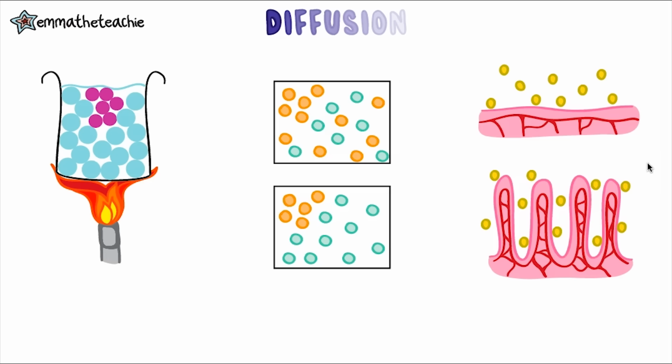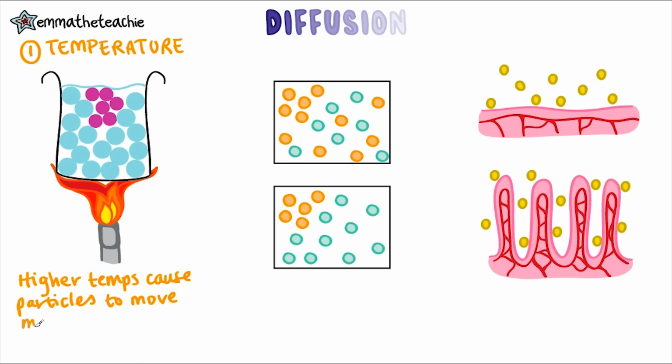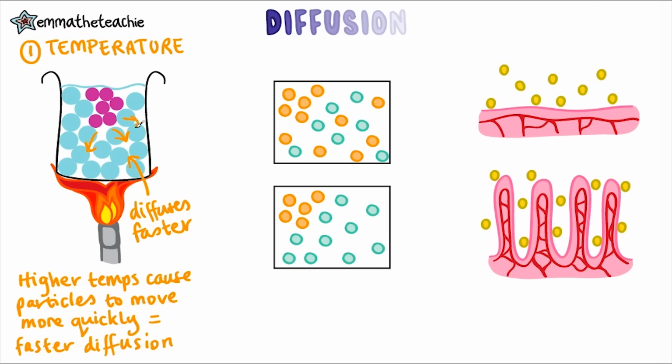There are three factors that can affect the rate of diffusion. The first is temperature. Higher temperatures cause particles to move more quickly, so diffusion will happen faster as they spread out much more quickly. Using a Bunsen burner here would make the food colouring diffuse much more quickly.